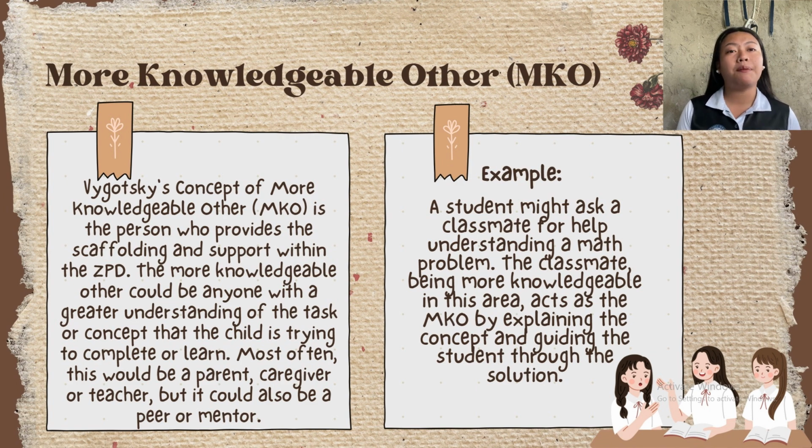For example, a student might ask a classmate for help understanding a math problem. The classmate, being more knowledgeable in this area, acts as the MKO by explaining the concept and guiding the student through the solution. So I'll give you a real life example about this.